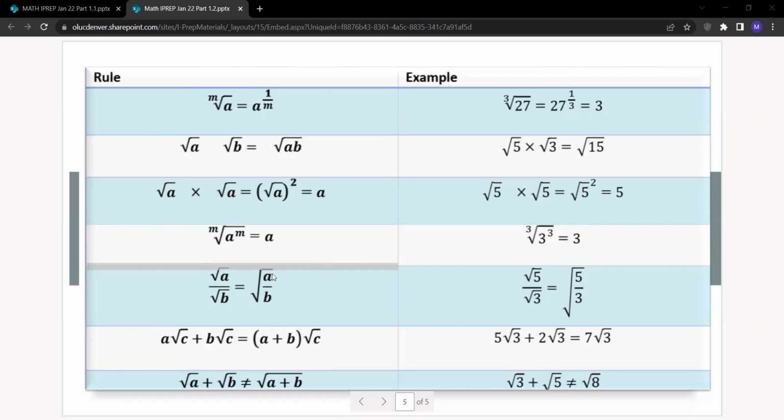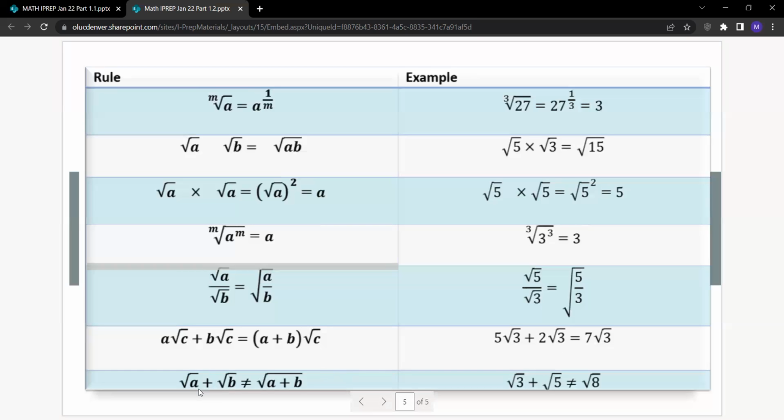Our next rule here: a square root of c plus b square root of c equals a plus b, times the square root of c. So if we have 5 square roots of 3 plus 2 square roots of 3, we can add those together. So 5 plus 2 equals 7. That's because they're both square roots of 3. If these were different, as you can see in the next one, we cannot add those.